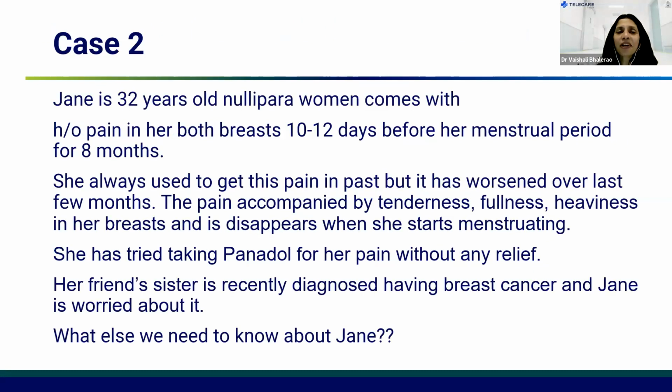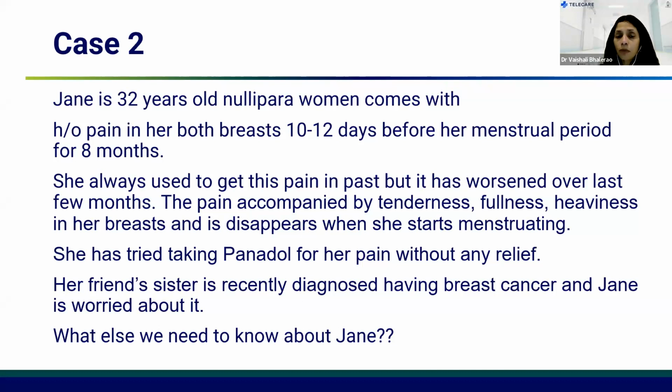Jane is 32 years old, nulliparous woman, comes with a history of pain in her breast for 10 to 12 days before her menstrual period for last 8 months. Very, very common presentation of GP practice and gynecology practice as well. She always used to get this pain in past, but it has worsened over last few months. The pain is accompanied by tenderness, fullness, heaviness in her breast, and it disappears when she starts menstruating. She has started taking Panadol for her pain without any relief. Her friend's sister is recently diagnosed having breast cancer, and Jane is really worried about it.